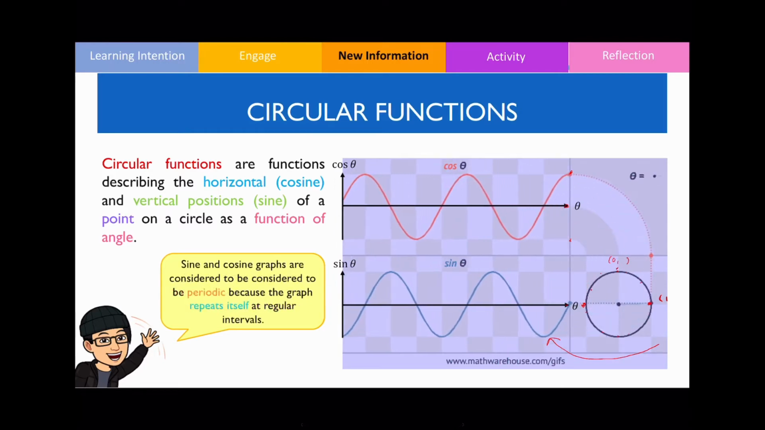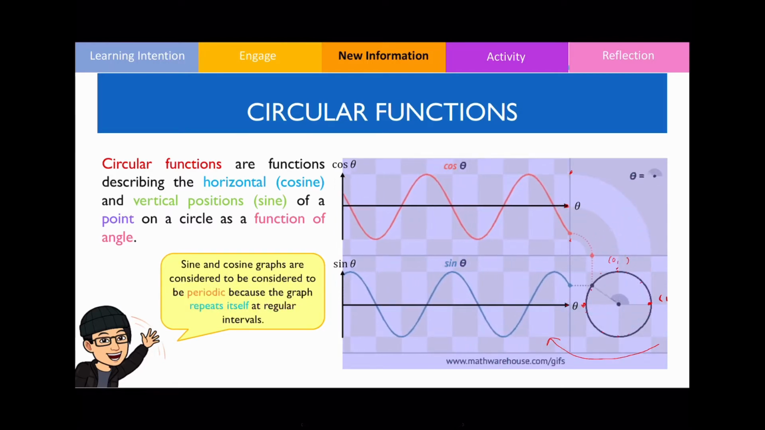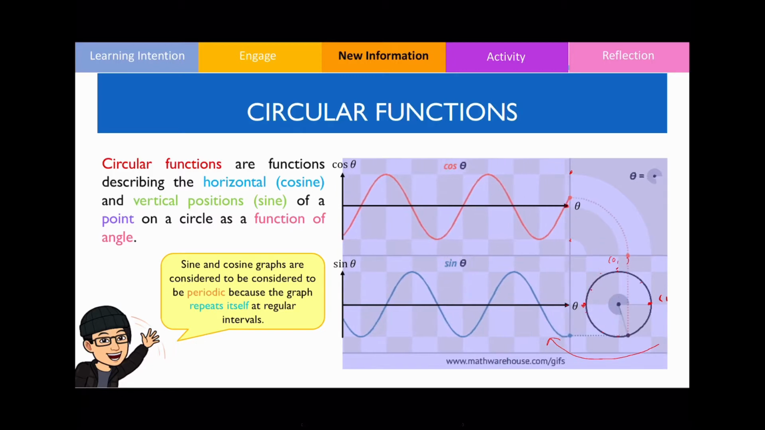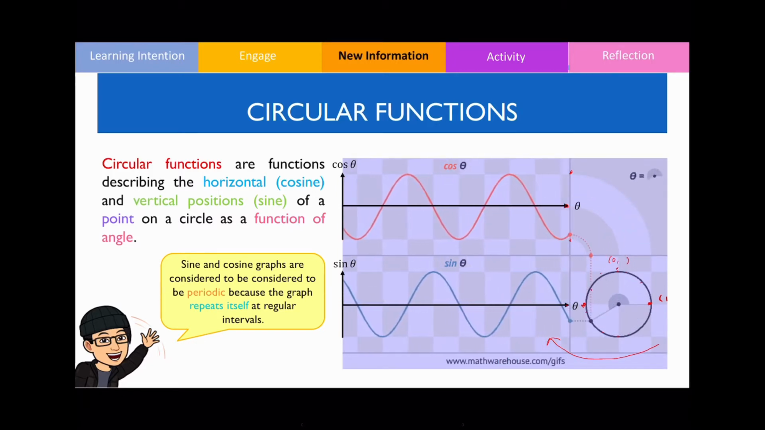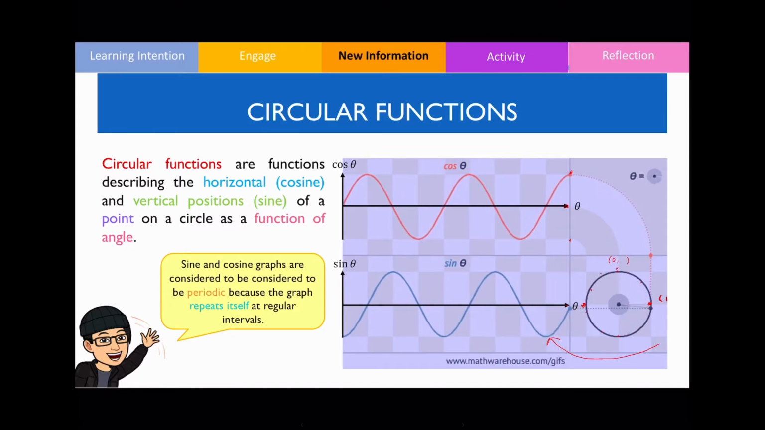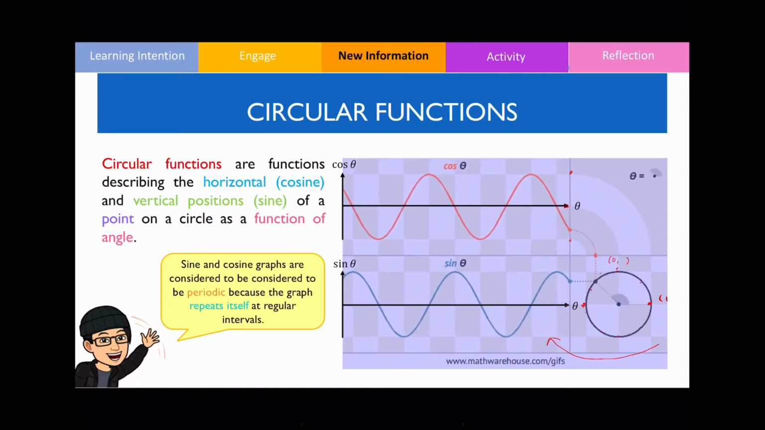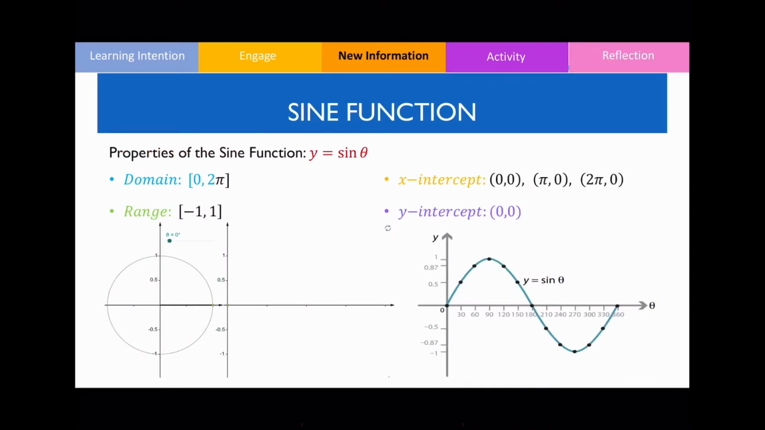Now, we also refer to sine and cosine graphs as periodic because they repeat themselves at regular intervals. What that essentially means is that if you go more than one circle around the unit circle, you're going to be producing the exact same pattern. So these are the properties of the sine function. This is the most basic sine graph, and we refer to it as the parent function of the sine function.